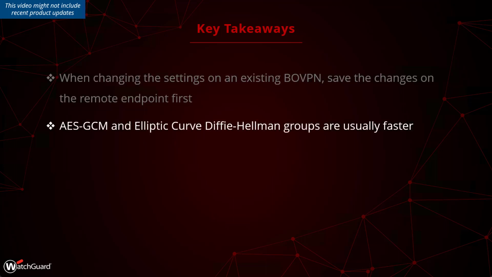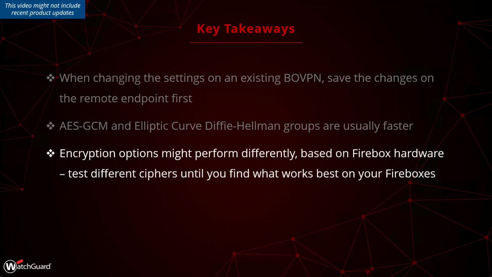In general, the AES GCM and the elliptic curve Diffie-Hellman groups offer better performance as well as better security. But of course, you want to test the different encryption options because different Firebox hardware may perform differently with certain ciphers versus others. So figure out what works best in your environment. What I put in this video is just a general guideline that works for most models, but you may see different results depending on what you're running.